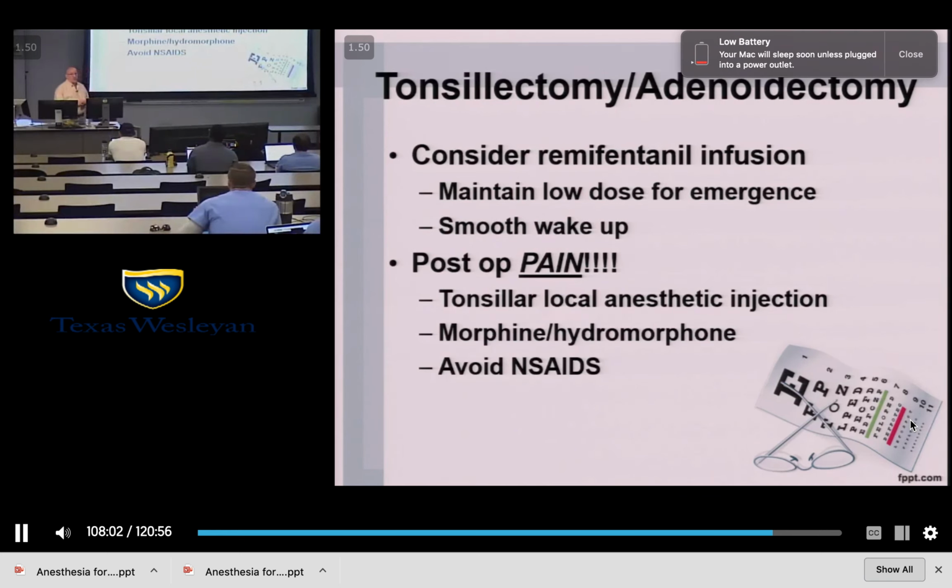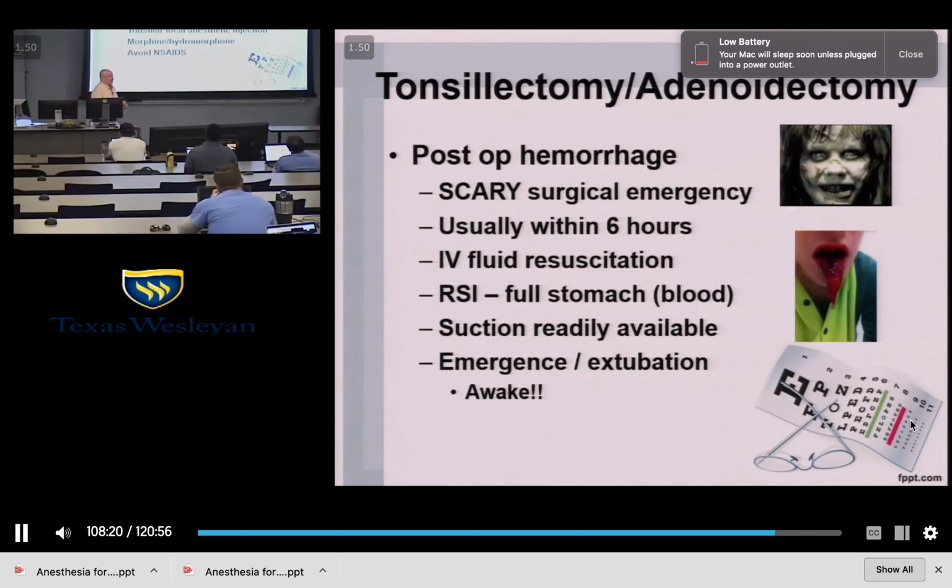They typically need morphine or hydromorphone. We obviously want to avoid NSAIDs, because if that patient comes back bleeding and you gave them Toradol, guess what's going to happen? The finger's going to be pointed right at you for causing that post-op bleed. Speaking of post-op hemorrhage, this is an absolute scary, haul-your-butt-to-the-operating-room emergency. This patient can lose a lot of blood very, very fast. Typically it's going to happen within about 6 hours post-operatively, but it can happen after the patient's gone home, even the next day.